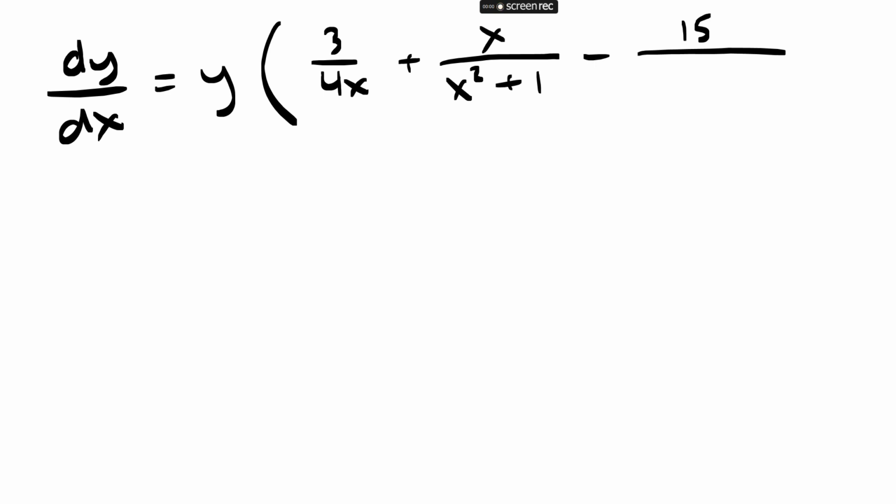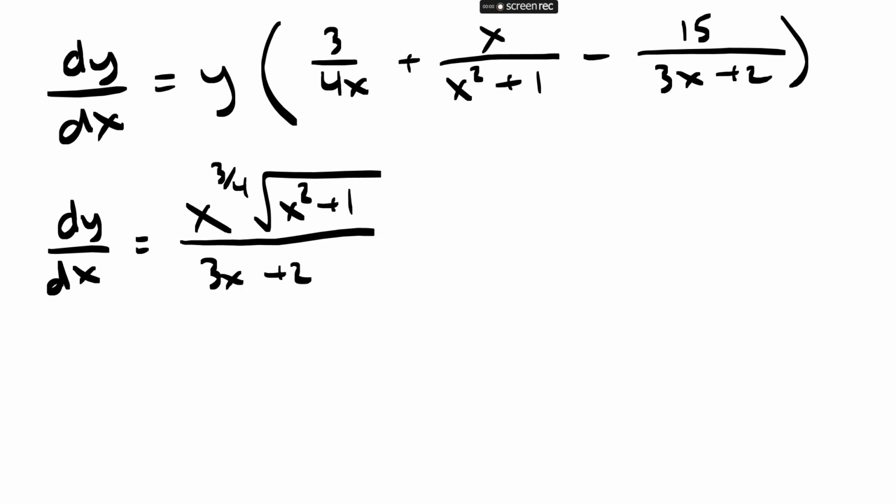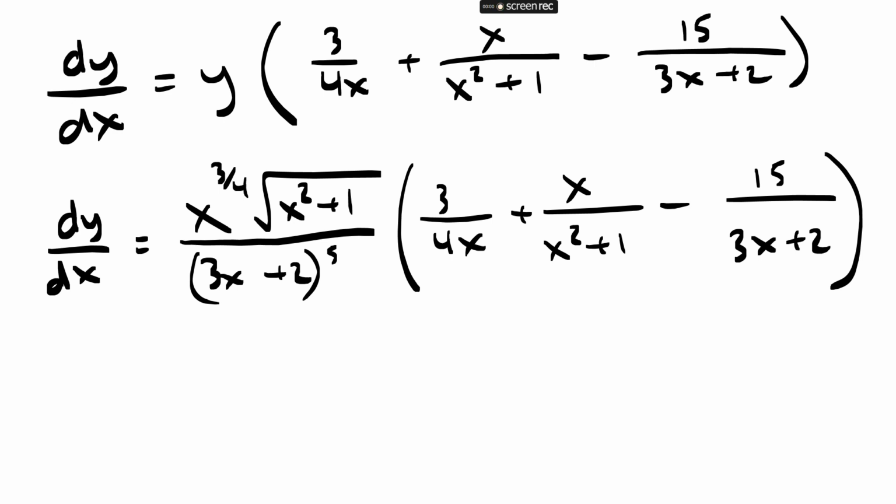And the question becomes, how do we get rid of the y? What is y equal to? Oh, the y was equal to the original problem. Here's our original problem. Remember, x to the 3/4 times the square root of x squared plus 1 over 3x plus 2 to the 5th power. And then we're just going to rewrite everything that we wrote before. So that is the process of differentiation using logarithms as a process. There it is.